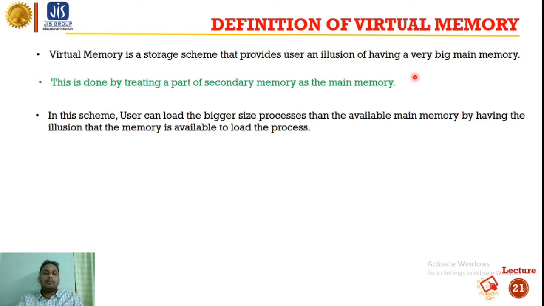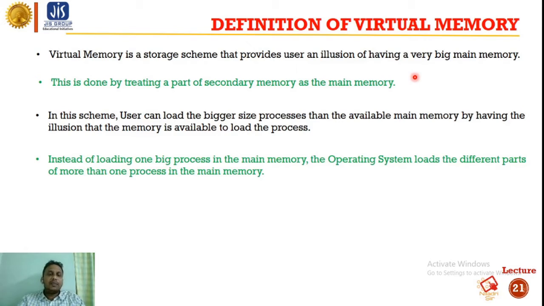Suppose your main memory size is 1 GB, but you want to load a process whose size is 1.5 GB. In that case, the use of virtual memory is very much necessary. Instead of loading one big process in the main memory, the operating system loads different parts of more than one process in the main memory. So suppose the size of the process is 1.5 GB and the size of the main memory is 1 GB. What happens?